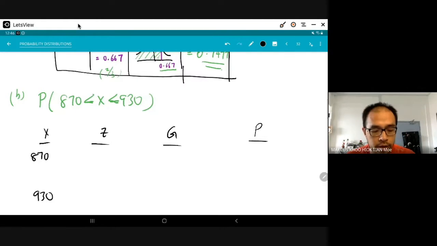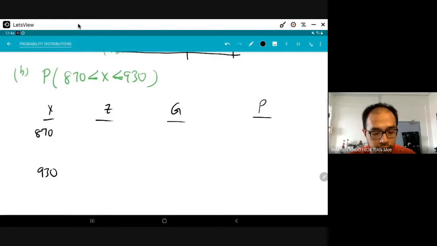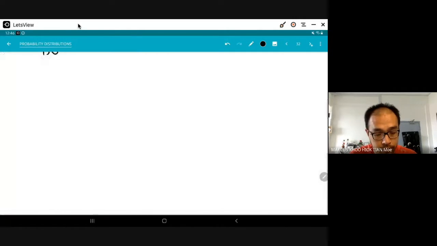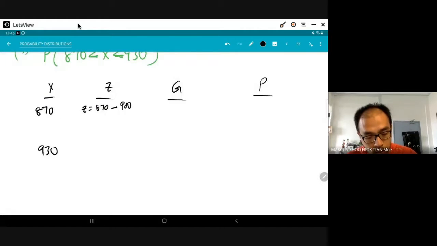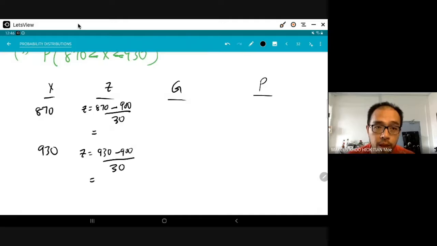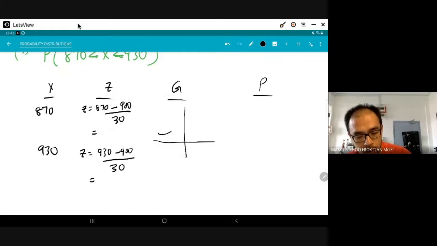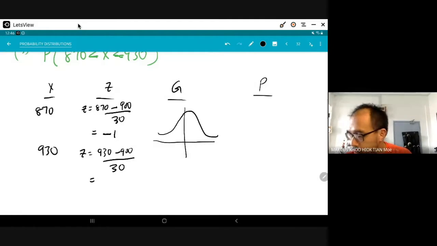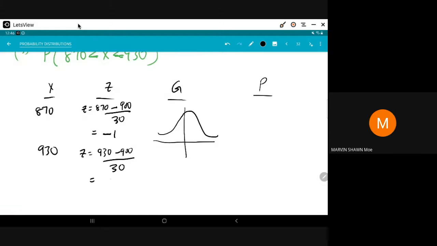Okay, can you convert the 870 and 930 to z values, please? 870 minus, what is our mean? Our mean is 900. So 870 minus 900 over 30, and this one is 930 minus 900 over 30. How much is the first one and how much is the second one? The 870 gives -1. The second one is 1.